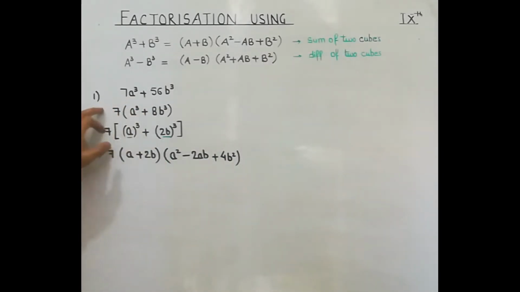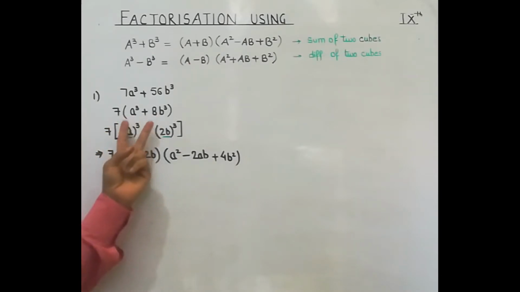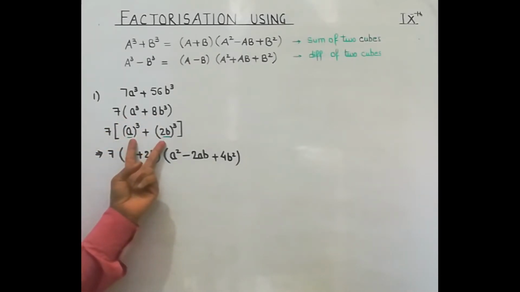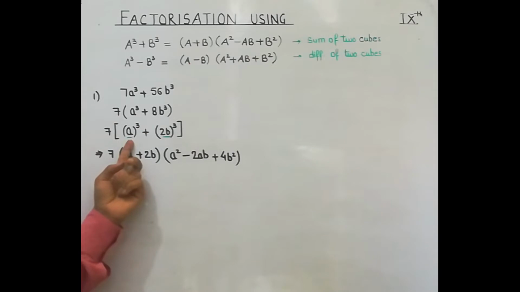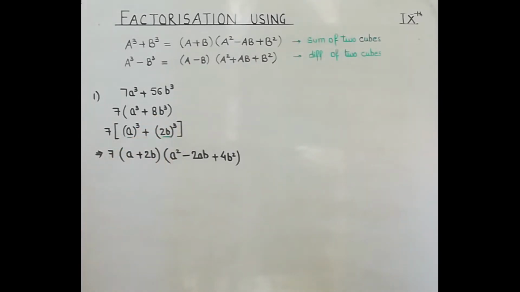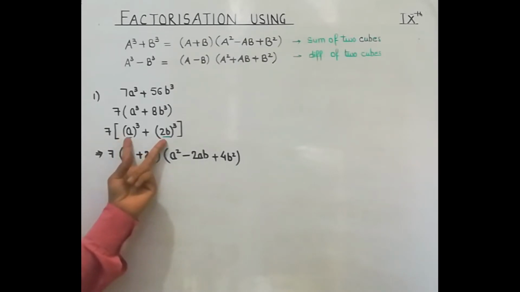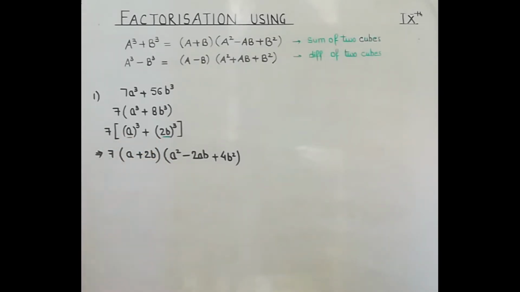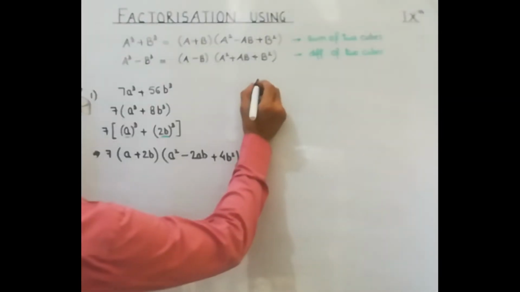So first we took common and then we converted these two in cube form. The first one will be read as a cube and this one is written as b cube. So this is our a, this is our b. So applying the formula, we got the result. See, this was based on a cube plus b cube. Okay, now let's see the second one.